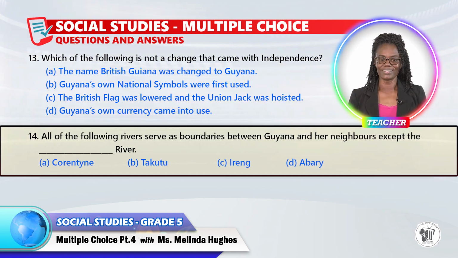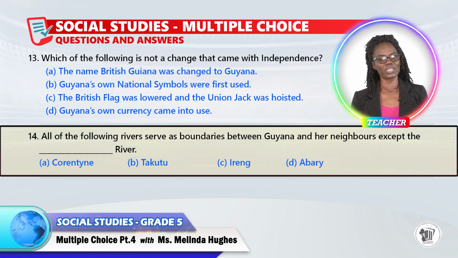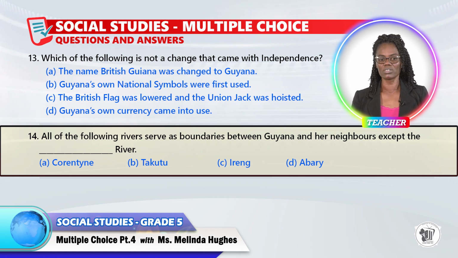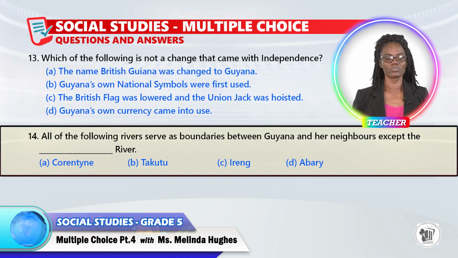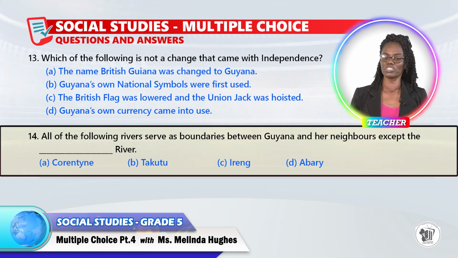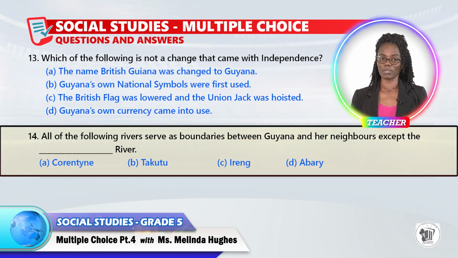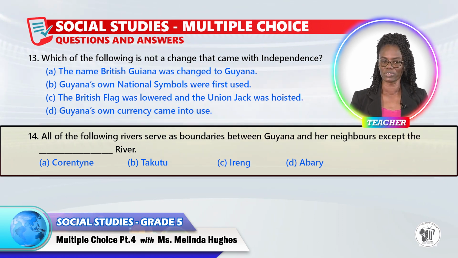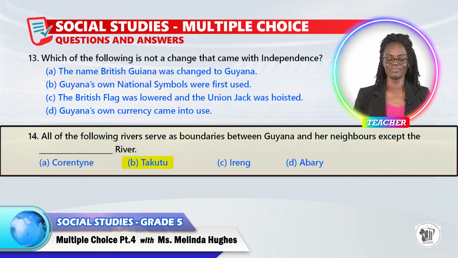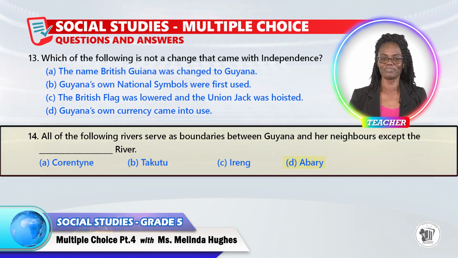Question 14. All of the following rivers serve as boundaries between Guyana and her continental neighbors except the something river. All of the following rivers serve as boundaries between Guyana and her continental neighbors except the something river. A, B, C, or D?